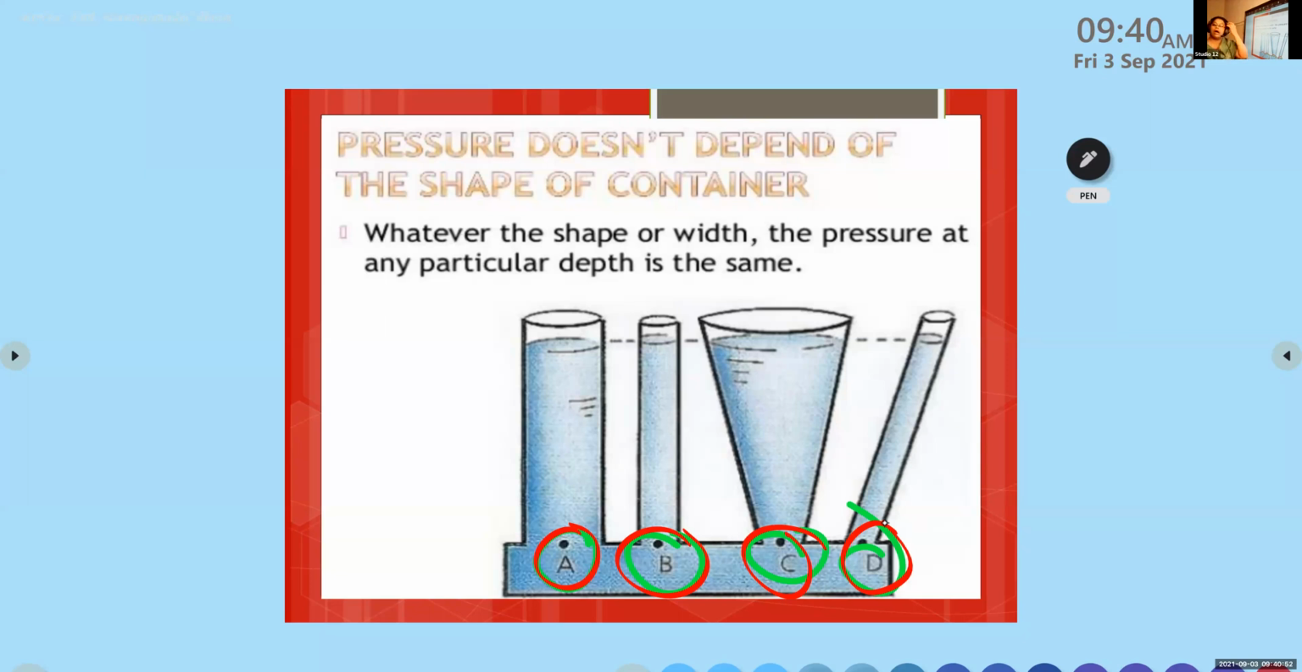After you have written that pressure is exerted sideways, under that you can write this point. Whatever the shape or width, the pressure at any particular depth is the same. That is the next important point regarding liquid pressure or fluid pressure. Here A, B, C, D are the four points at the same depth. The container size and shape are different, but they still experience the same pressure. Did you write, all of you?